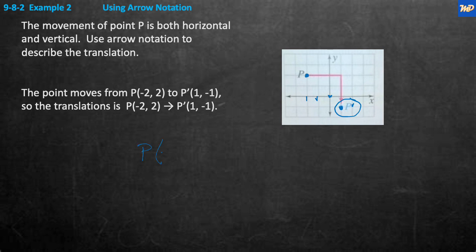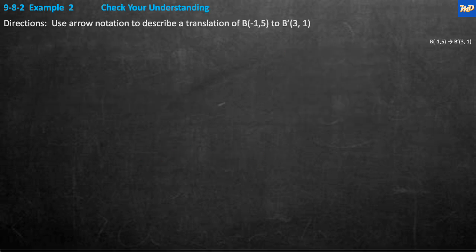P -2, 2, translating, there's the arrow, to P prime 1, -1. That's the arrow notation they're talking about. So what you've done is you replaced the word "to" with the arrow right here. No big thing, but it's important. When you see that, you need to know what it means. And that's how they don't write out "to". They'll use the arrow.